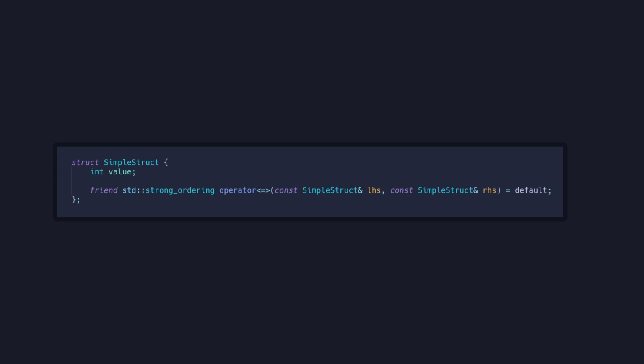One small note, it's also possible to make a default spaceship operator. When we do this, the equals operator is also implicitly defaulted. However, the exact behavior of this default spaceship operator is outside of the scope of this video. Let's take a closer look at the return type of the spaceship operator.